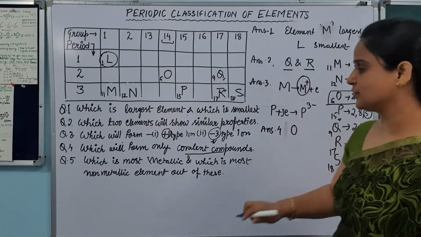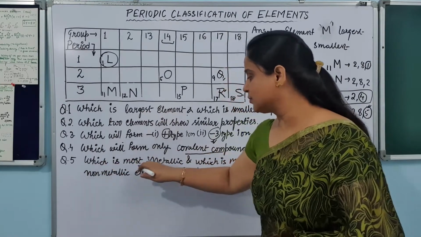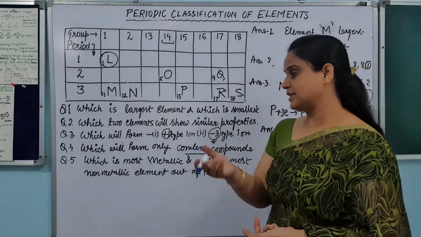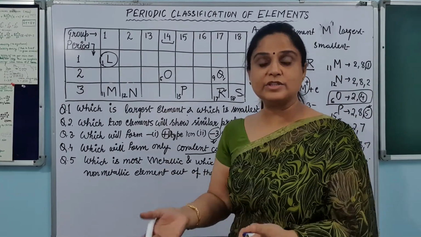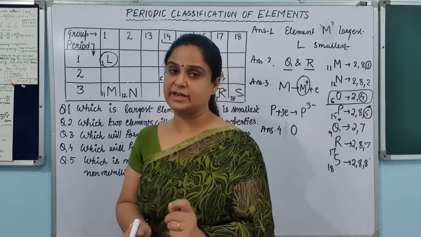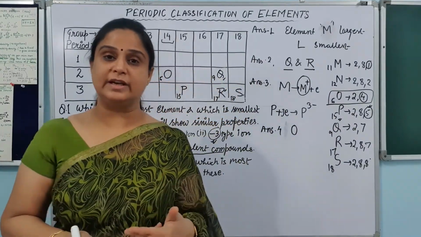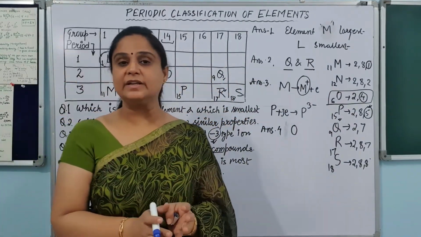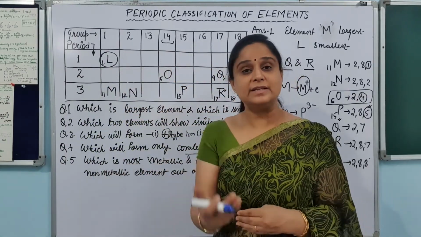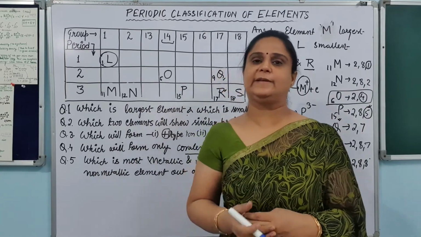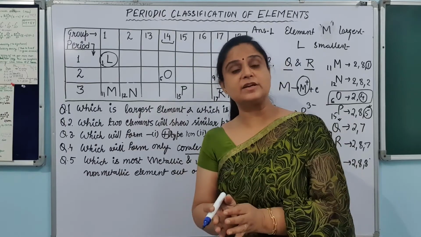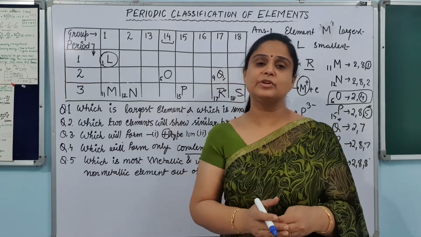Okay, now let's move to the next question number 5. Which is most metallic and which is most non-metallic element? So let's see which is most metallic. Most metallic means those who are having the tendency to lose 1 electron or 2 electron or 3 electron are metallic. So those who have tendency to lose electron are metal. Those who have tendency to lose electron easily, बहुत आसानी से जो छोड़ देते हैं, they are very good metals. And कौन सबसे ज़्यादा अच्छा metal होगा? Which will lose the electron very easily.